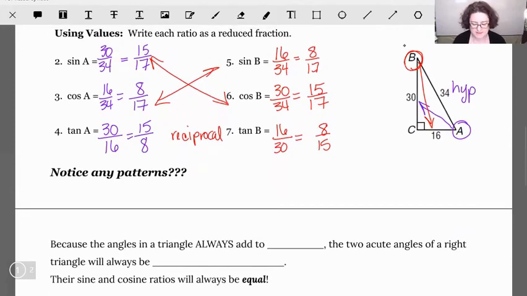So the idea is, if we're looking at a right triangle, we know we have a 90-degree angle already. So what does that mean the other two angles are always going to have to add up to if all of our angles always add to 180? Well, that means my other two acute angles are going to have to add to 90 every single time. Otherwise, our angles don't make sense in a triangle. So because the angles in a triangle always add to 180 degrees, those two acute angles are always going to add to 90, which we could also call complementary.